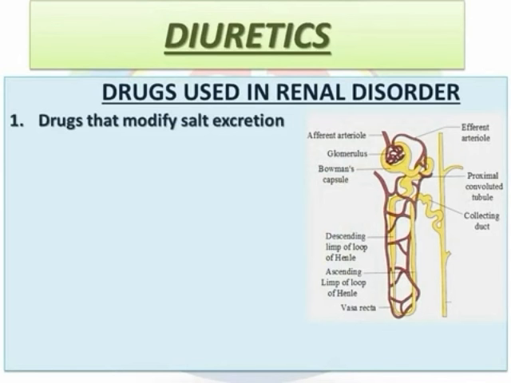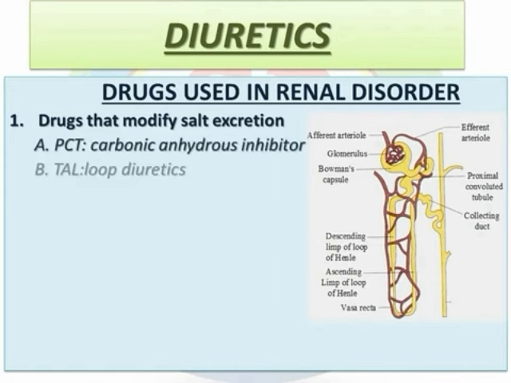So in that we first see the loop diuretics, and the mode of action of these loop diuretics. These loop diuretic drugs inhibit the Na+, K+ and 2Cl- co-transporters, that means sodium, potassium and 2 chloride ions, also known as symporters, in the thick ascending loop of Henle.